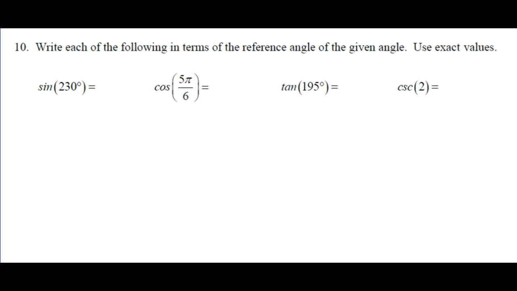So, sine of 230 degrees. Where is 230 degrees? In which quadrant? Okay, so it's a quadrant 3 angle. What do we know about the sine in quadrant 3? It's negative. What is the reference angle for 230 degrees? 50 degrees. So the sine of 230 degrees is equal to what? Negative sine 50 degrees. Okay? So what we want to do is reference the reference angle, so when we write each of these, it's in terms of the reference angle.